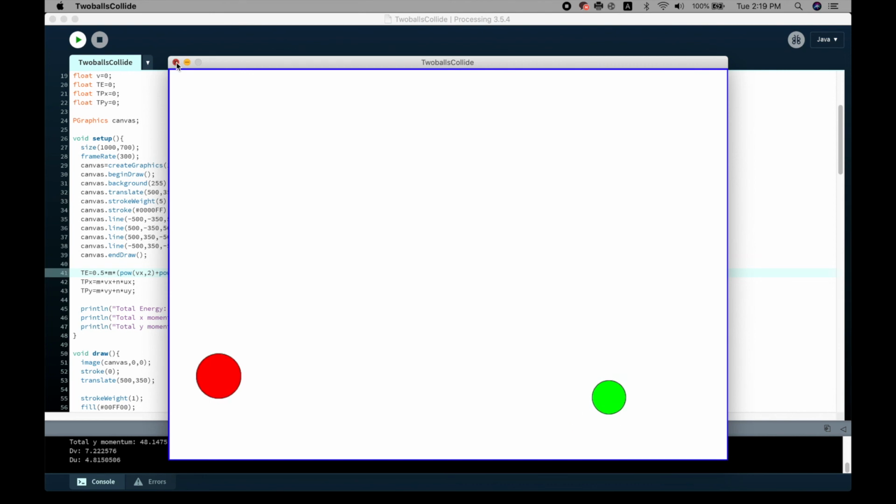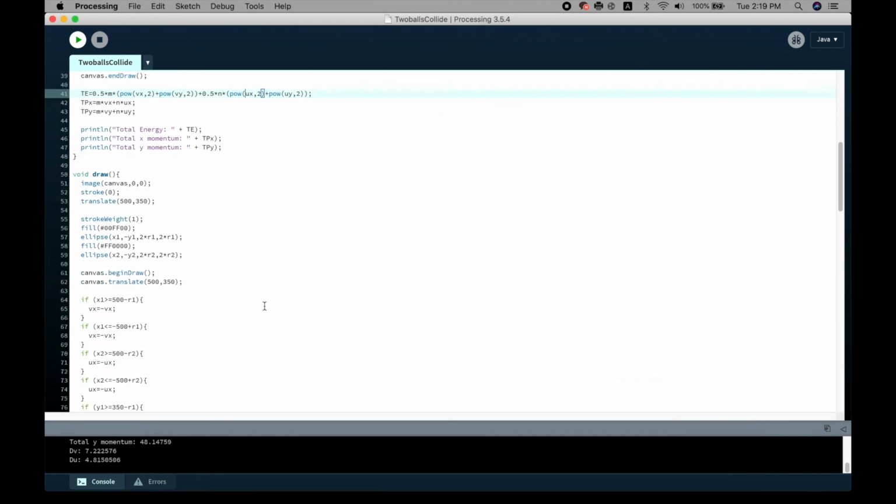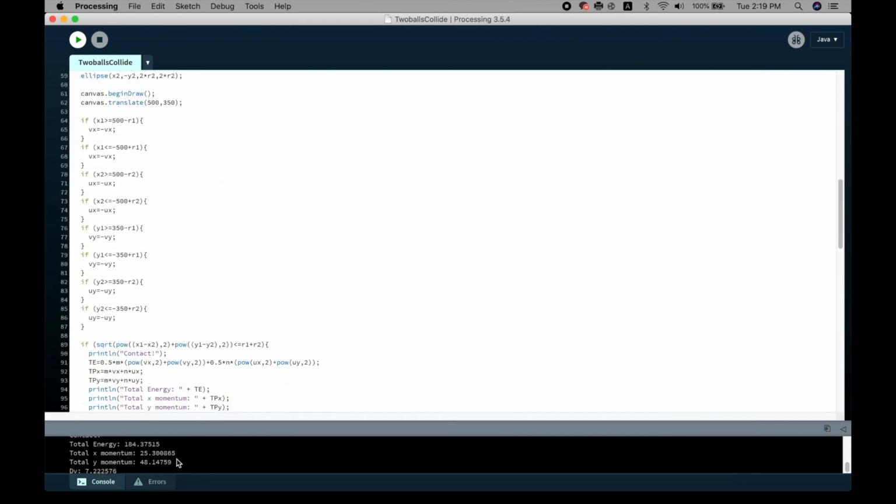Yeah, and as you can see from here, its total energy is 184.37515. Total x momentum is 25.3. Total y momentum is 45. And as you can see, the total energy of 184 doesn't change from the start.